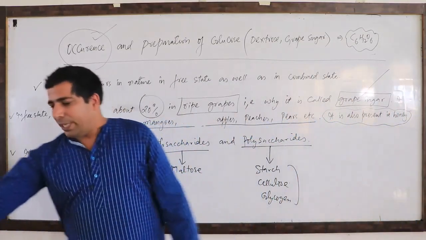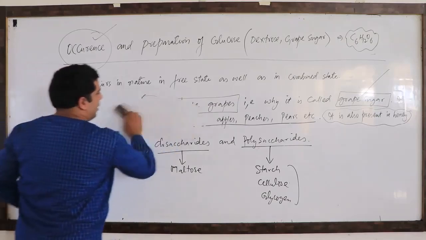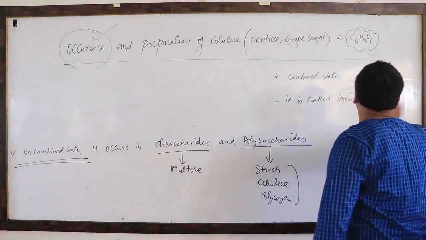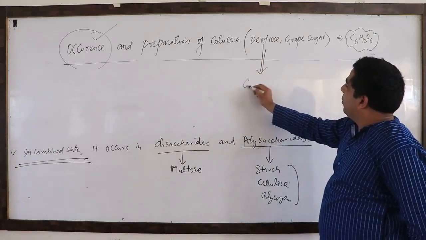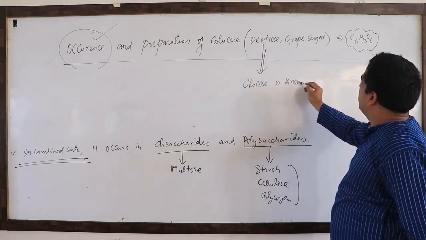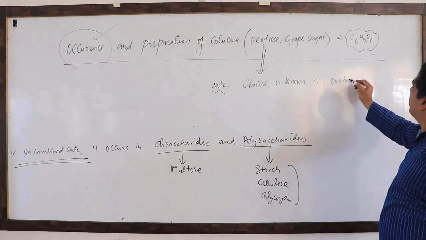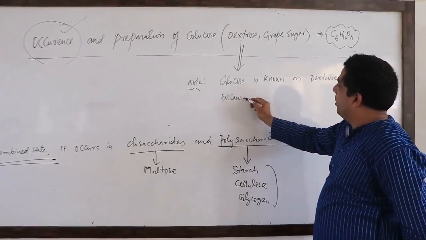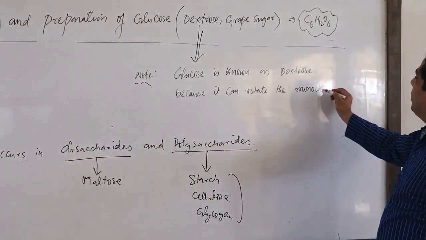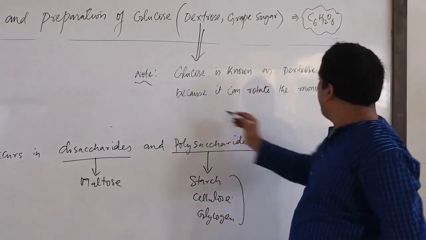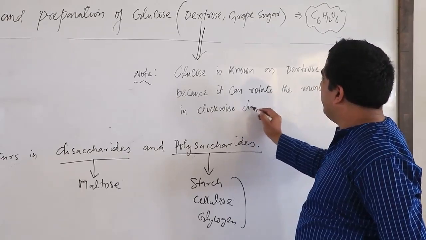So now I will explain one more term here. What is that? The meaning of dextrose. So let us see the meaning of dextrose. Have a look. Glucose is known as dextrose, let's make a note here, because it can rotate monochromatic light, or you can say plane polarized light, in a clockwise direction. That means it's optically active.